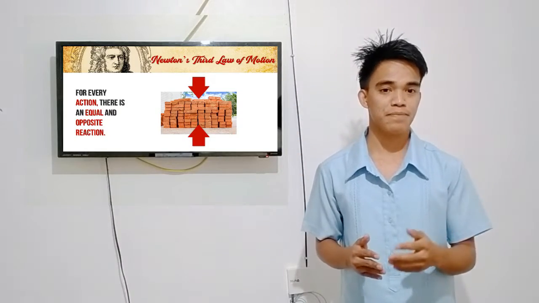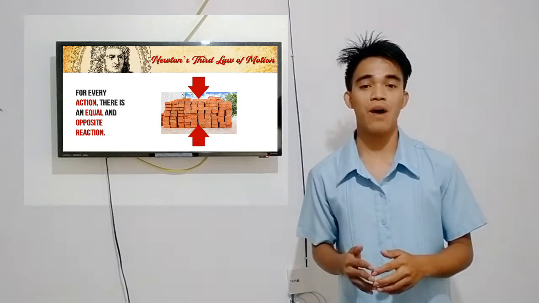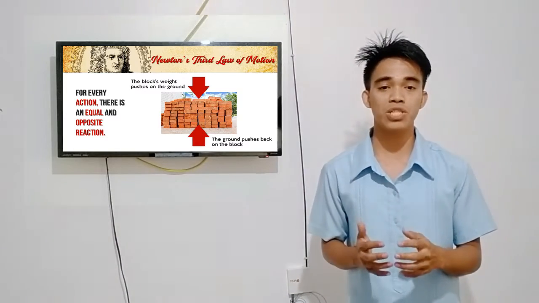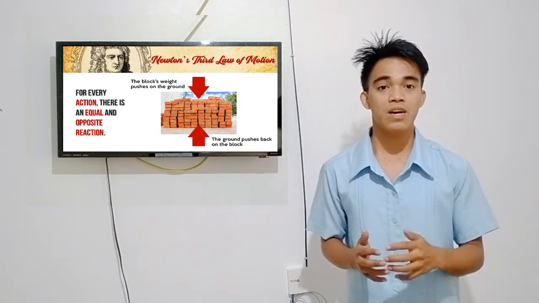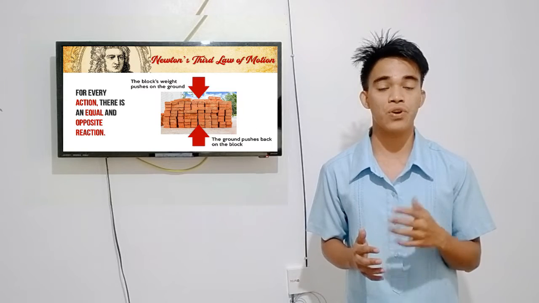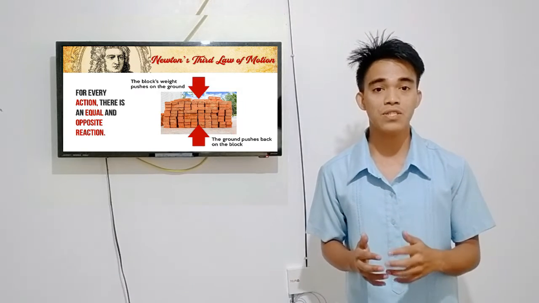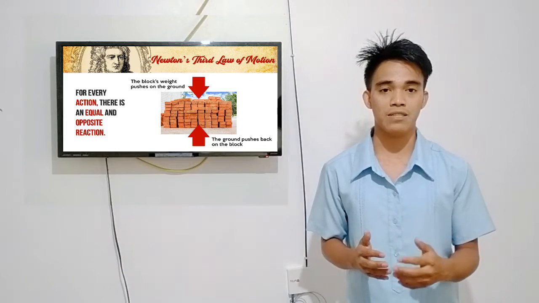Based on the picture po, we can apply the law of interactions in the sense that as the ground pushes the force upward while the blocks push the force downward, there is an interaction in the opposite direction. That's a good point. So as you can see, the block's weight pushes on the ground and the ground pushes back on the block, which means that there is an application of the third law of motion wherein for every action, there is an equal and opposite reaction.